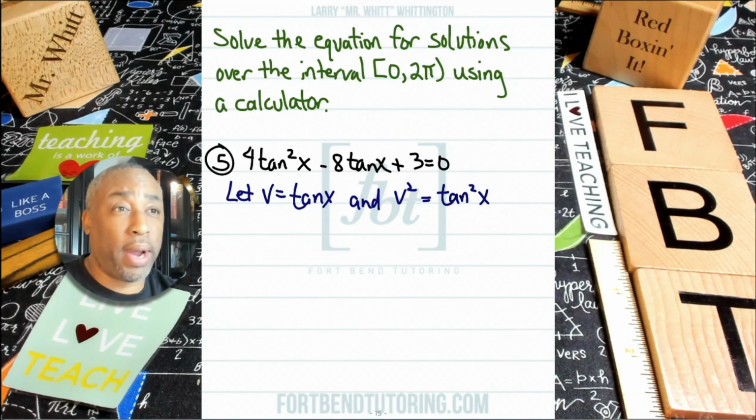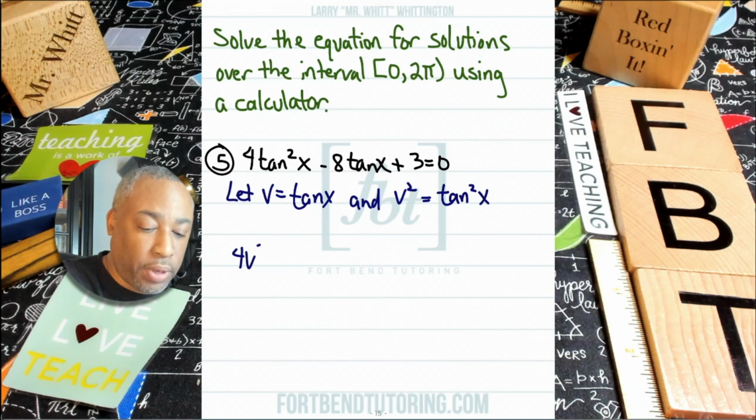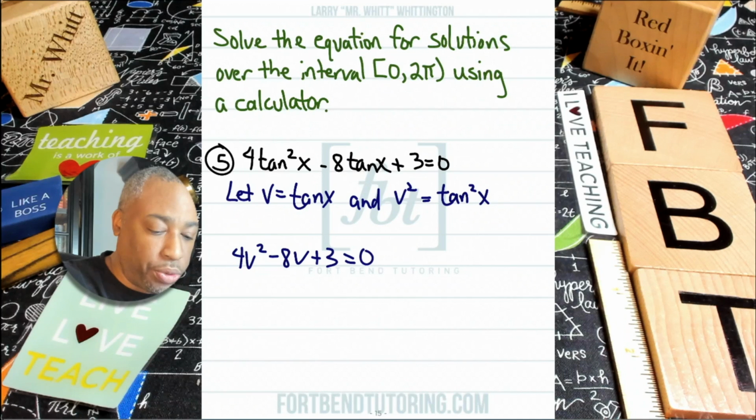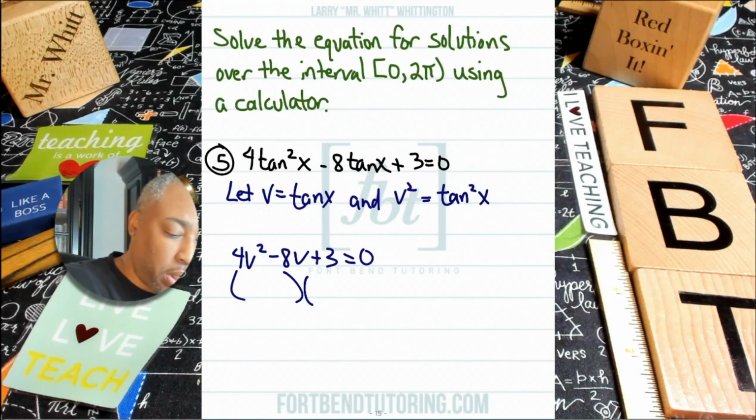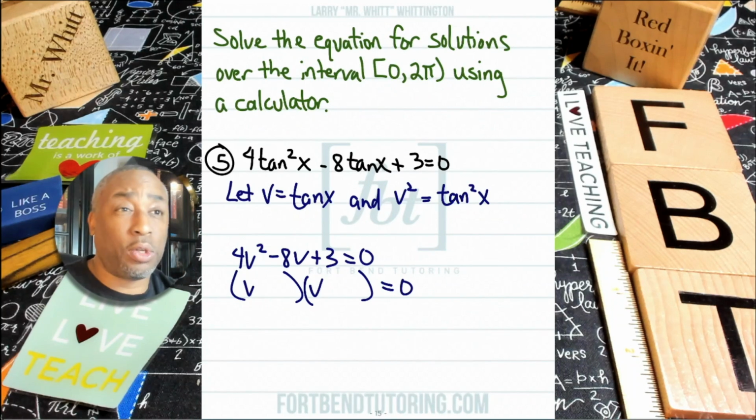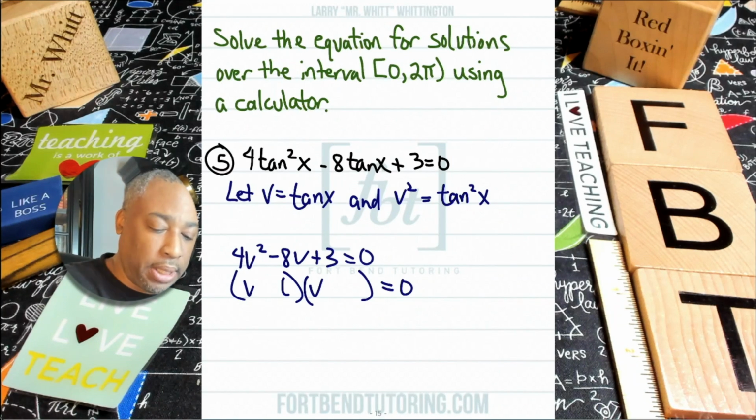So now I can rewrite the equation as 4v squared minus 8v plus 3 equals 0. Then going ahead and factoring this, I can open up two sets of parentheses like so. I have my variable v, and I'll have the two factors that multiply to give me 12 and add to give me 8. That'll be 6 and 2. Both will need to be negative.